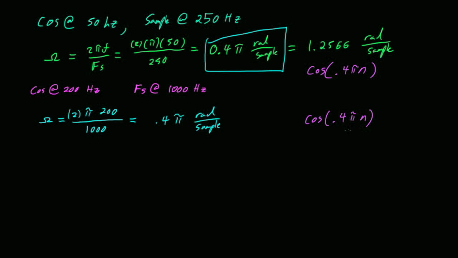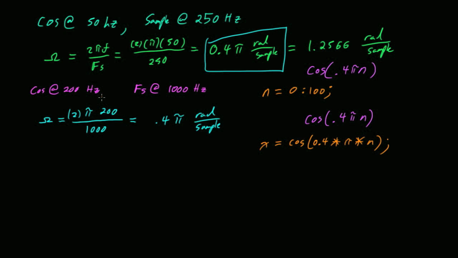Now I can go and plot cosine of 0.4 pi n, right? I can go to MATLAB and say n equals 0 to 100, x equals cosine of 0.4 times pi times n, and then plot it, right? I'll get a bunch of samples, so I know it'll work. But my question to you is, if I were to show you that plot of cosine 0.4 pi n, how would you know whether I had been talking about a signal that was a 50 hertz cosine, or a signal that was a 200 hertz cosine? You have to know the sampling frequency.